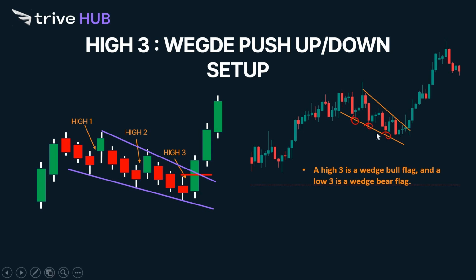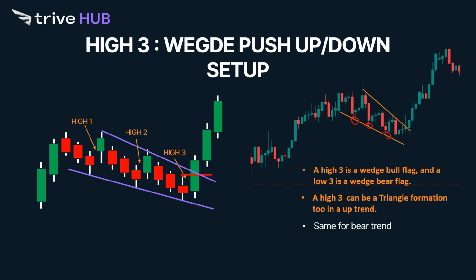Alright, a high 3 is a wedge bull flag, and a low 3 is a wedge bear flag. A high 3 can be a triangle formation also. We will understand its variations in the next few charts. But a high 3 can be a triangle, a bull flag or a wedge structure. But if these candles are fulfilling the condition of high 3, then you do not need to focus more on the structure, just focus on the rules it is fulfilling. A high 3 is this one.